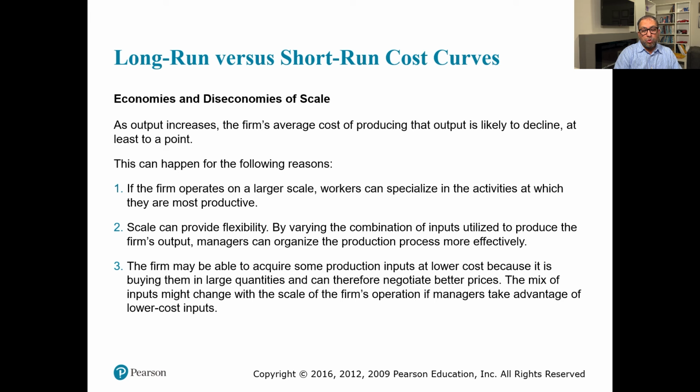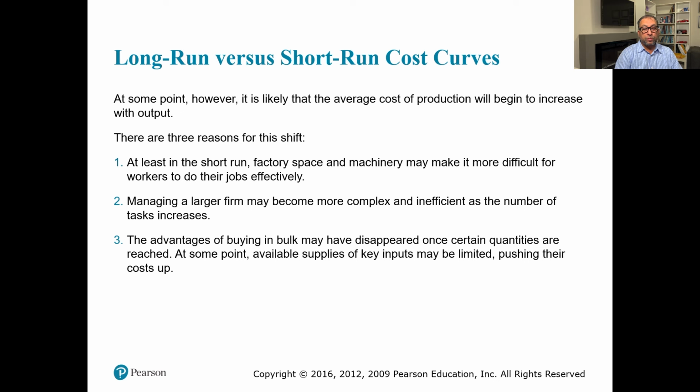The firm may be able to acquire some production inputs at lower cost because it is buying them in large quantities and can therefore negotiate better prices. The mix of inputs might change with the scale of the firm's operation if the managers take advantage of lower cost inputs. At some point, however, it is likely that the average cost of production will begin to increase. This is the way that we are defining diseconomies of scale.